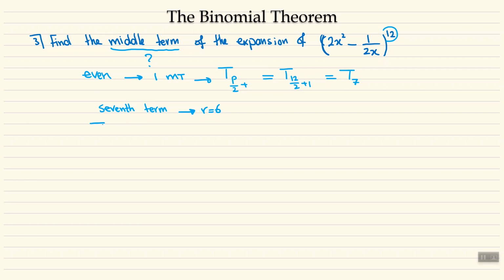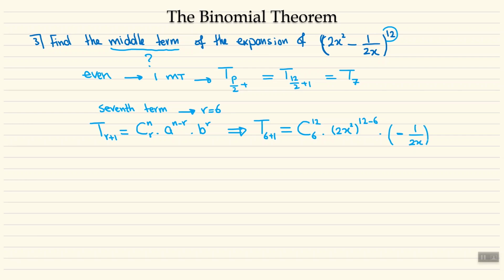And if r is 6, we can use the general formula. So t(r+1) equals combination n r times a to the power of n minus r, times b to the power of r. Which means t, r in our case is 6, so 6 plus 1. This is going to be t7, which is the middle term, equals combination n is 12 and r is 6, times a, the first term, which is 2x squared, to the power of 12 minus 6, n minus r, times b. b is negative 1 over 2x to the power of r alone, which is 6. This is n minus r, this is r alone.